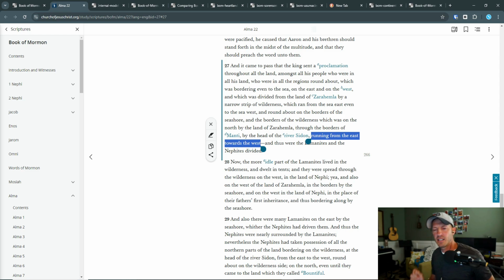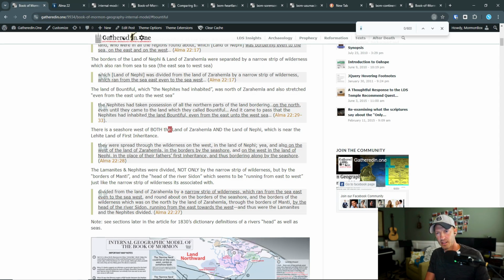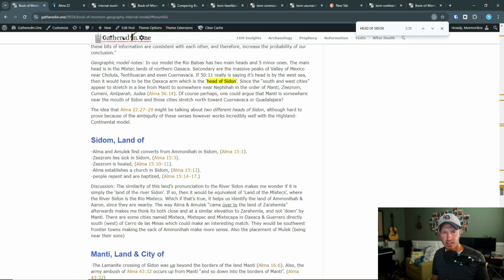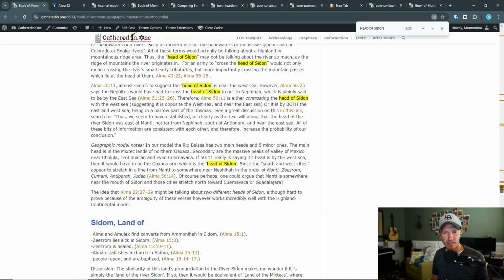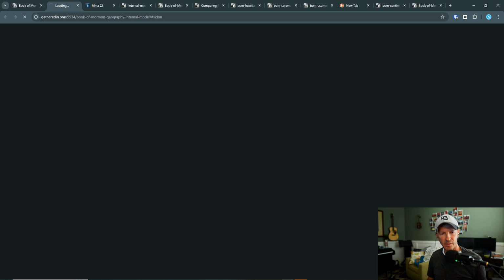Tongue twister. Okay, I also want to follow up, because I have another section here where we can go to the 1828 dictionary to see what a head of a river is, and it's pretty clear. In fact, let's just do it really quick right now. Head of Sidon. I know that I have a section here that says what the head of the river Sidon is. Just click on this and it'll take you down here.